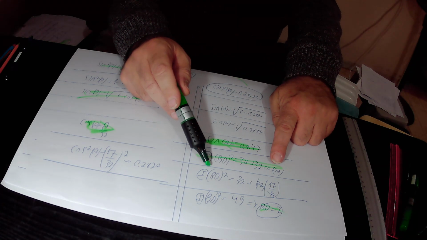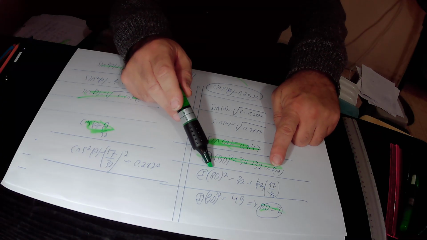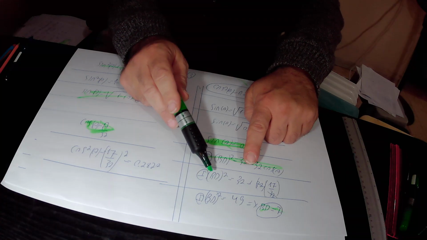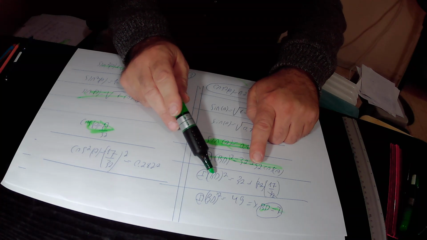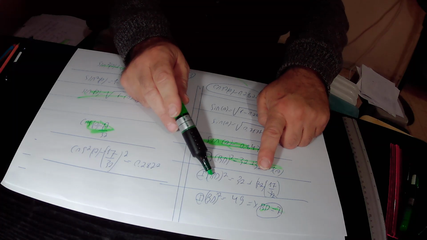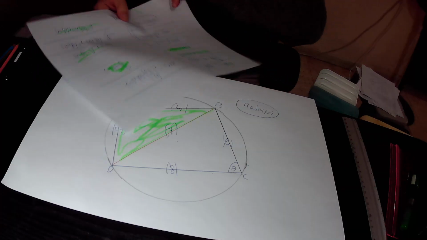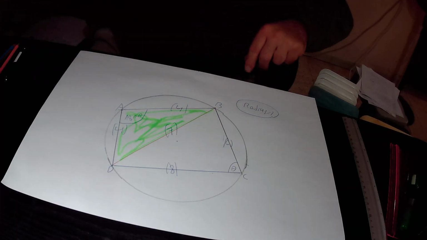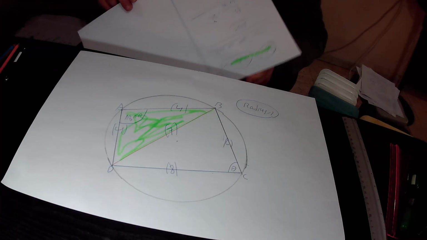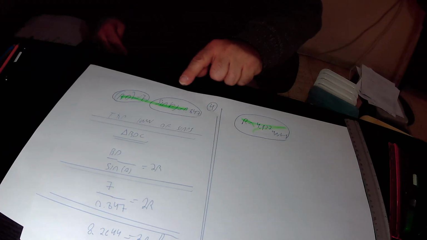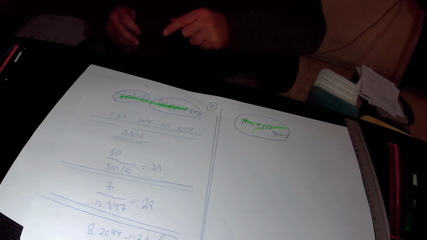In total, we found that DB squared equals 32 plus 17, that is 49. So DB squared equals 49, and BD equals the square root of 49, which is 7. So BD equals 7 units, and sine theta equals 0.847.